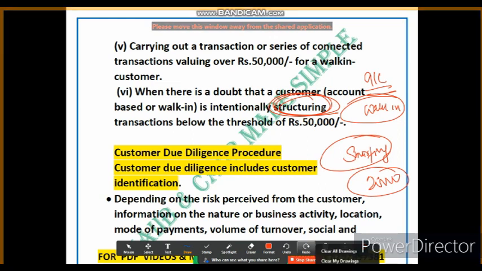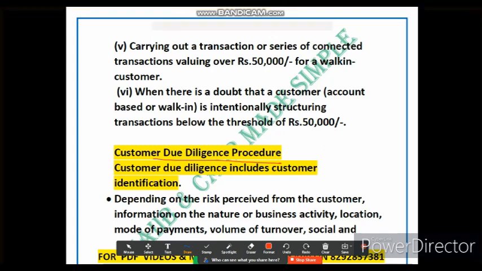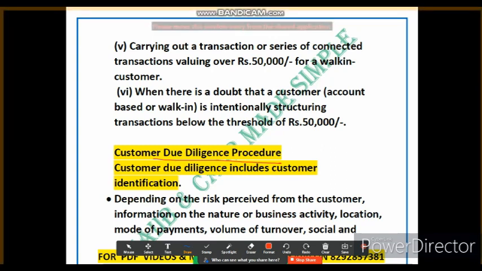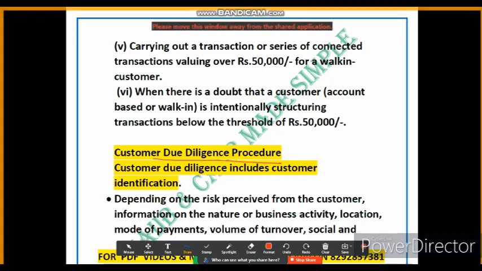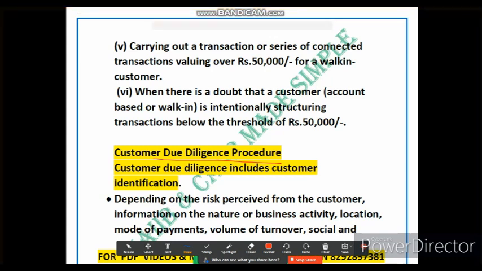Now let's discuss the customer due diligence procedure. Customer due diligence includes customer identification. So when a customer applies to open an account, the CDD procedure will require the bank to collect and verify the customer identification documents such as passport, driver license, Aadhaar card. The bank will also gather additional information about the customer such as their occupation, source of income, and nature of their business activity. By conducting customer identification as a part of the CDD procedure, the bank establishes a record.